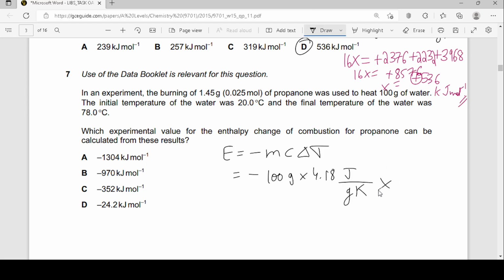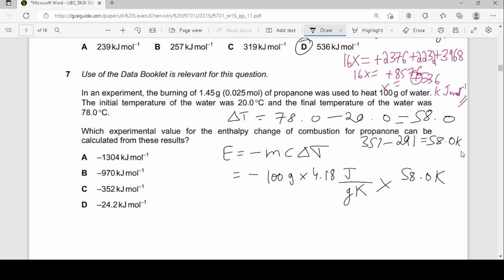And then the delta T is going to be 78.0 minus 20.0, which should be 58.0, right? Yeah. 78.0, no Kelvin, because I told you even if you convert this to Kelvin, 78 plus 273 would be 351, and 20 plus 273 would be 293. So 351 minus 293 would still be 58 Kelvin. So it doesn't matter if you do it in Celsius or Kelvin.